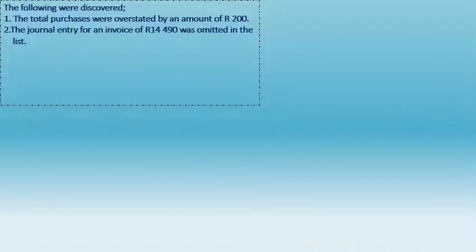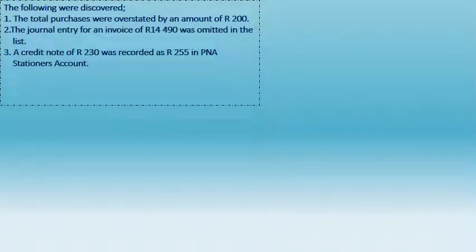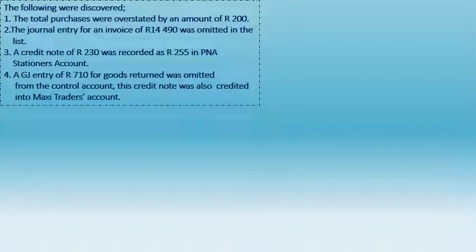The total purchases were overstated by an amount of 200 rand. The journal entry for an invoice of 14,490 rand was omitted in the list. Number 3, a credit note of 230 rand was recorded as 255 rand in P&A Stationers account. A general journal entry of 710 rand for goods returned was omitted from the control account. This credit note was also credited into Maxi Traders account.